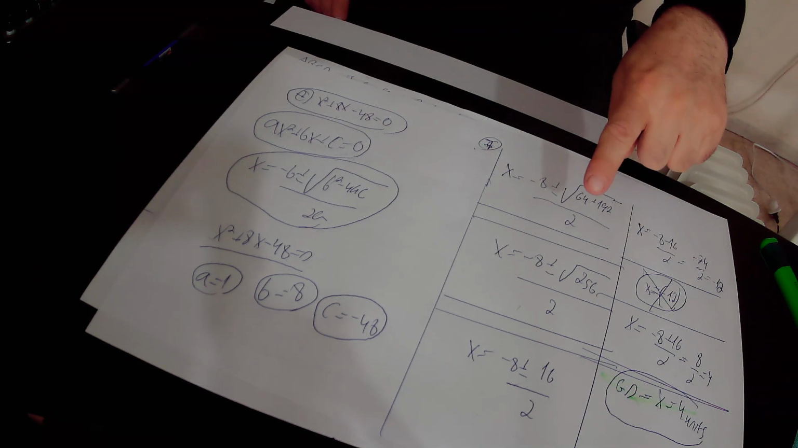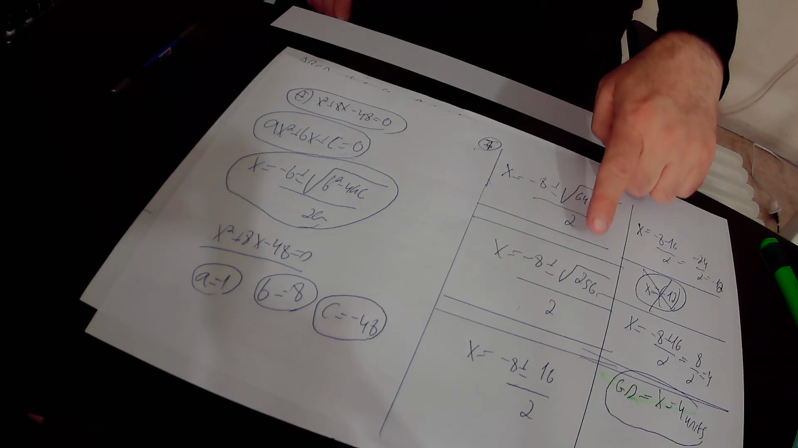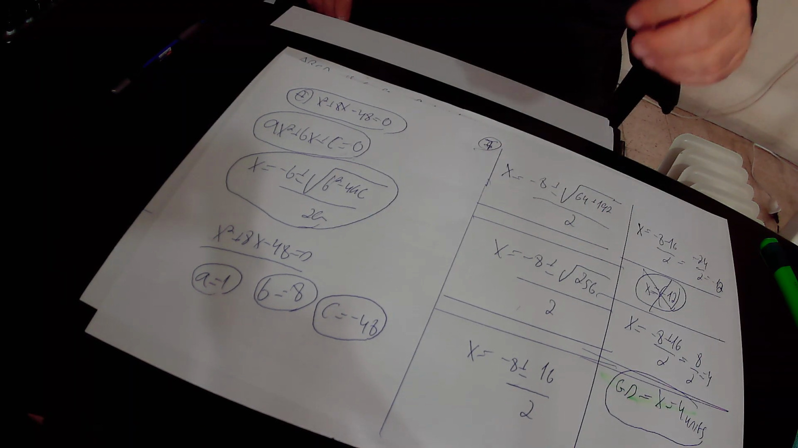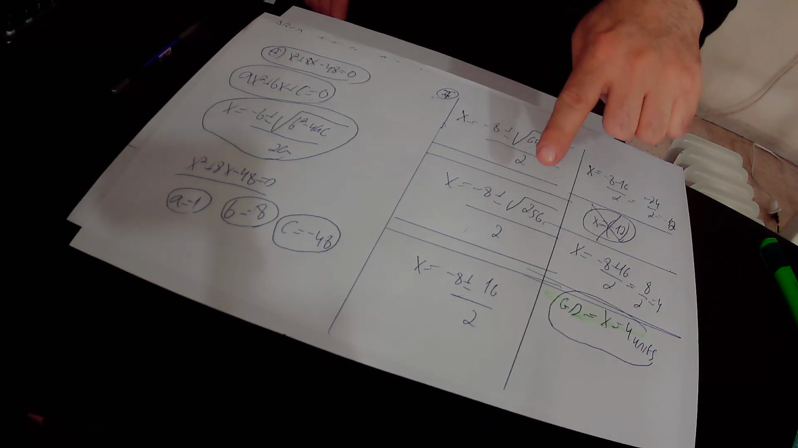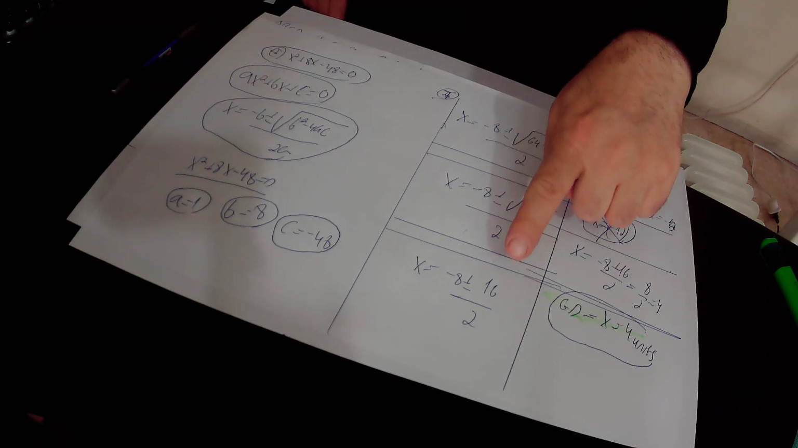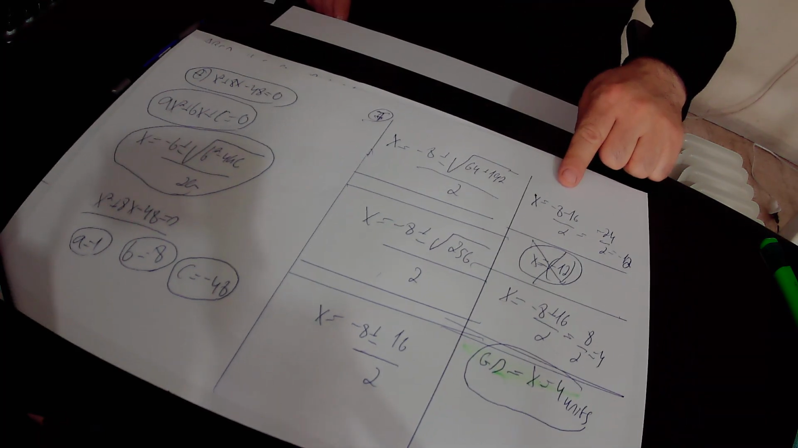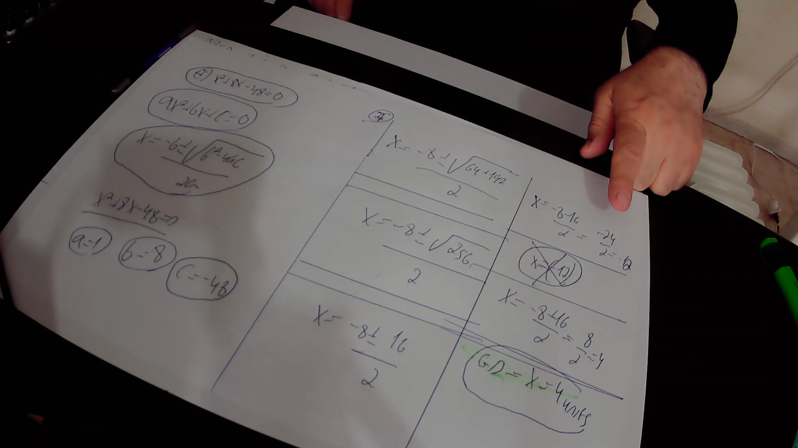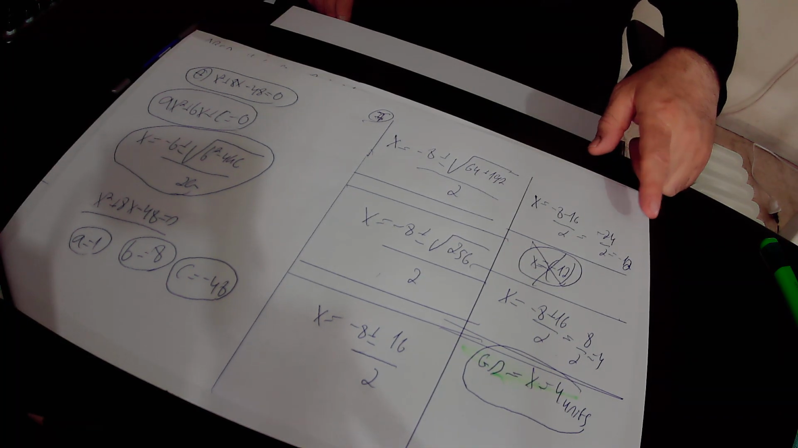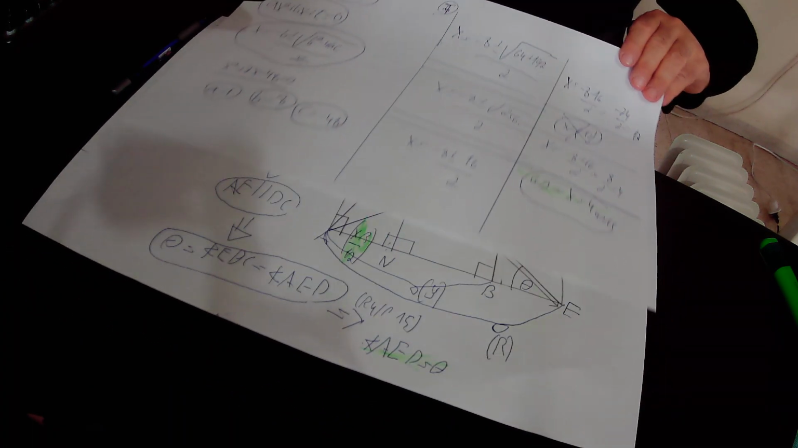So x equals minus 8 plus minus, and here we have inside the root 64 plus 192, that is 256. So inside the root we have only 256 divided by 2. So x equals minus 8 plus minus, and the square root of 256 is 16 divided by 2. So here we have two solutions that are possible for x. The first solution for x is that x equals minus 8 minus 16, that is minus 24 divided by 2. Minus 24 over 2 is minus 12. So according to the first solution for x, x equals minus 12.